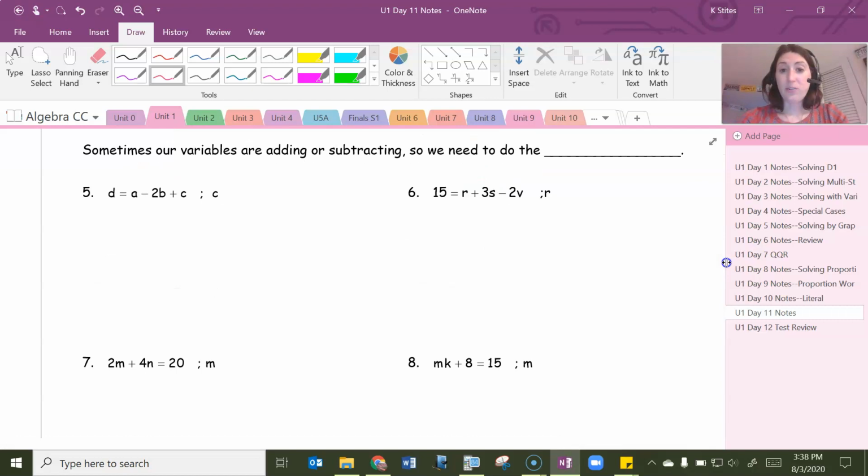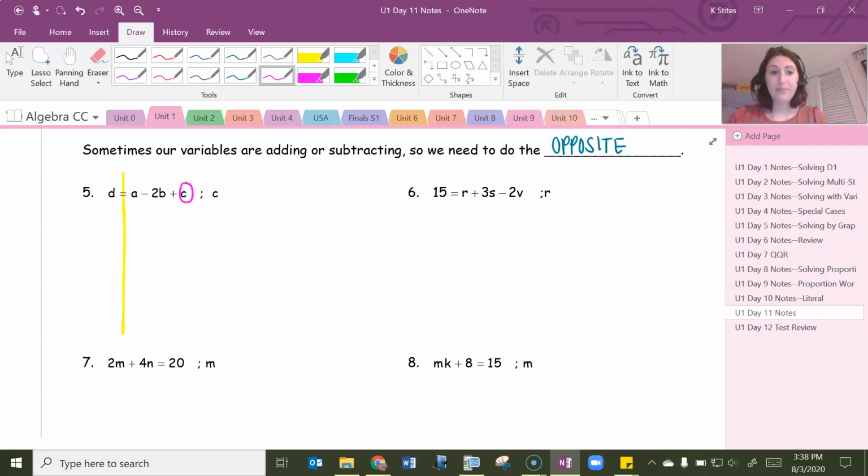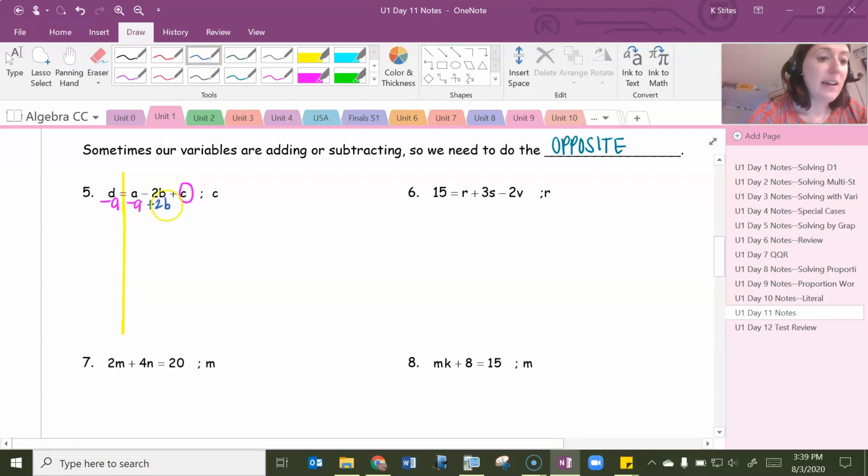Sometimes our variables are adding or subtracting, so we will need to do the opposite. All right. So for example, let's draw our line since there's a little more going on here. We are getting the c by itself, solving for c. Notice you have both the a and the 2b, and one's adding and one's subtracting. It doesn't actually matter what order you do this in. Okay, you just need to move both of them. So here's what I do. I just go in order. See how it's an a? I subtract a on both sides. But the minus 2b, to move that, I'm going to add 2b on both sides. And I just kind of write it like this.